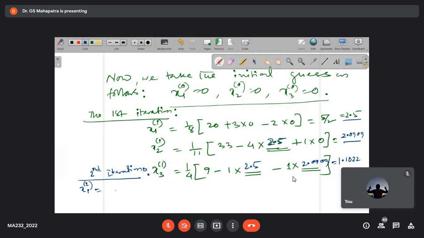x12 equals 1 by 8, 20 plus 3 into, not 0, it is 2.5, minus 2 into x21, that is 2.0909. I have written wrong, correct? So this is not 2.5, it is 2.0909 minus 2 into 1.1022.